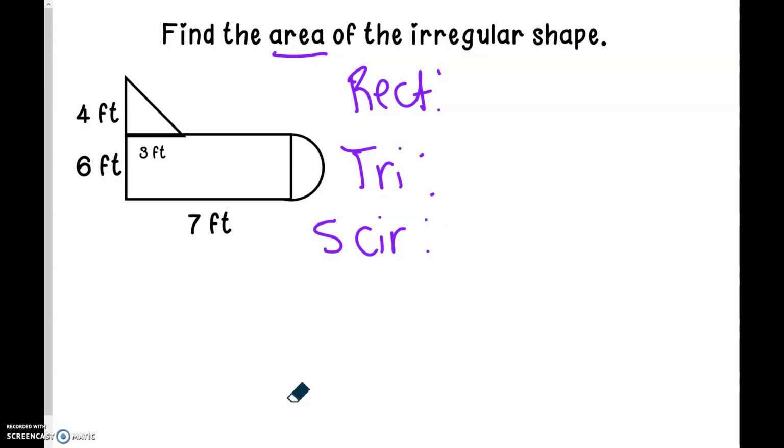And so when I look at the rectangle, I know it's got 7 for one side and 6 for the other. So I'm just going to do 7 times 6, and I know that's 42. So that part's done. Real simple. Now let's try the triangle.